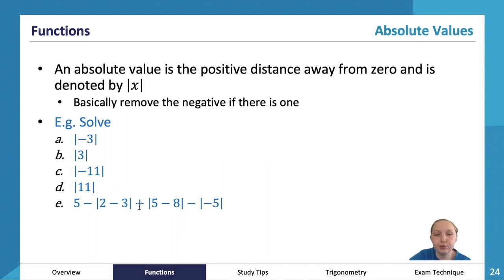And then we've got 4 plus the absolute value of 5 minus 8. So 5 minus 8 is going to be equal to -3. The absolute value of that is just going to be equal to 3. So then 4 plus 3 equals 7, minus the absolute value of 5. So 7 minus 5 is going to give us 2. And that's pretty much how you use the absolute value.